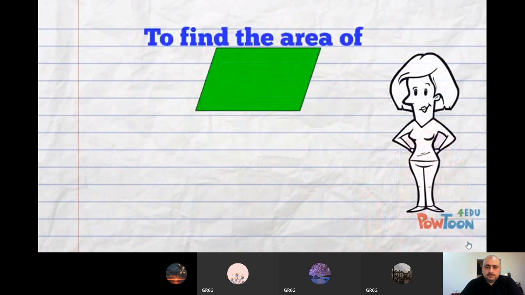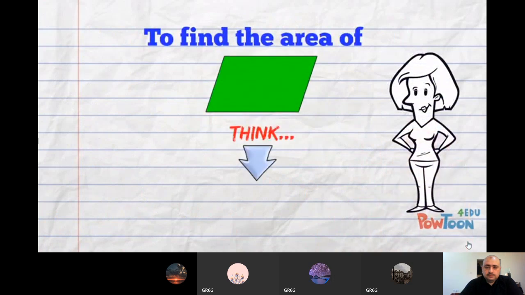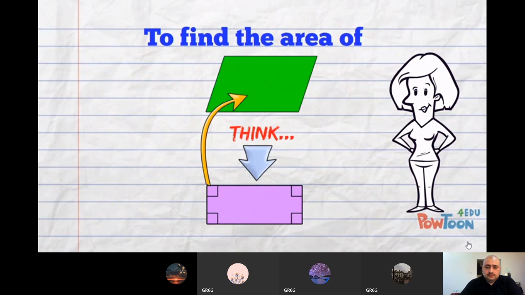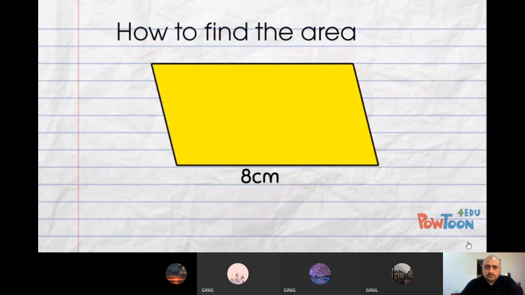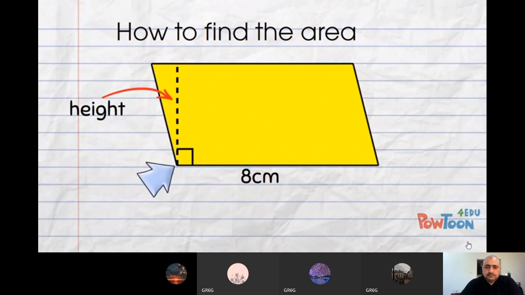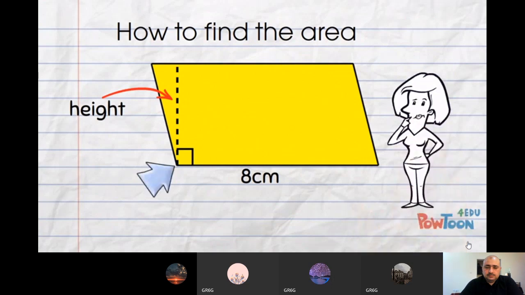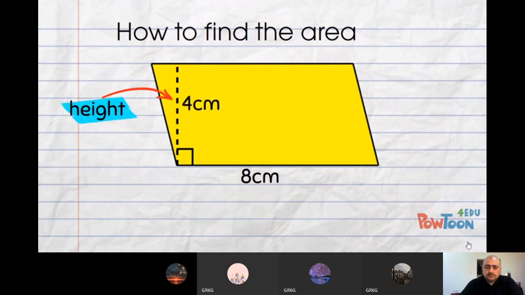When we have to find the area of a parallelogram, we think of it like a rectangle, like I just showed you. A rectangle has right-angled corners, so we have to form a right angle. We find the base, here it's 8 centimetres, and then we run a perpendicular line off the base to get the height. The height forms a right angle with the base, just like the right-angled corners of a rectangle. That is a key point to remember. So here's our height. It's 4 centimetres. Now we have measurements on 2 sides that meet at a right angle, so we're ready to go.